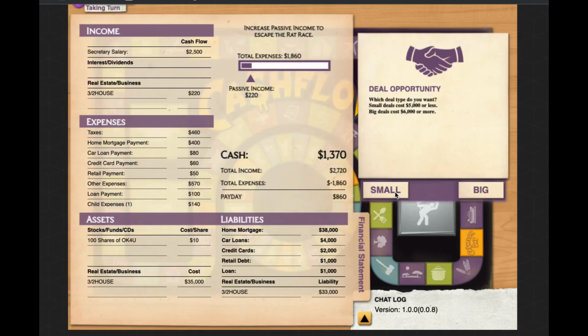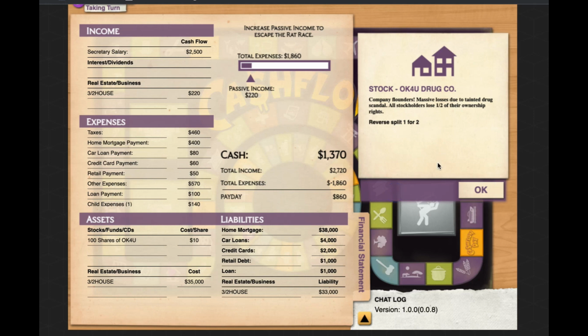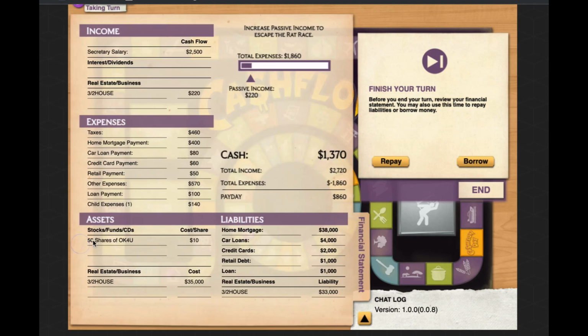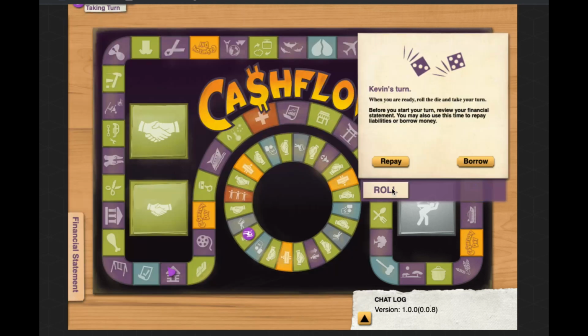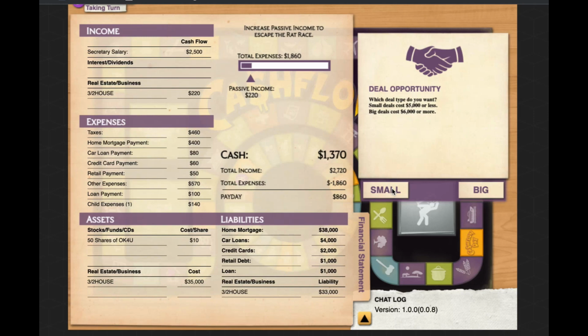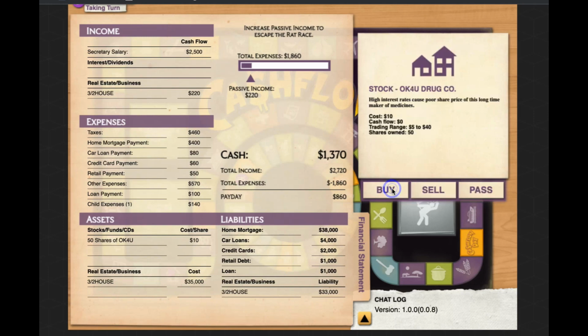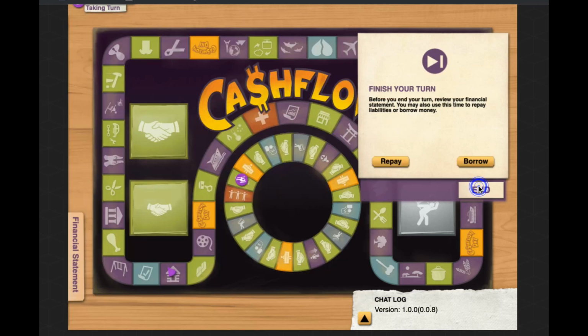Okay. Do another small deal. Okay for you. Company flounders. This is bad. So this is a reverse split. So you're going to see my shares here cut in half. Pull up the financial statement again. Now it's down to 50. That stinks. I didn't lose money. I don't have to sell right now, but my shares were just cut in half, and they're going for $10, the same price. So I'm actually going to pass and just hold my position.